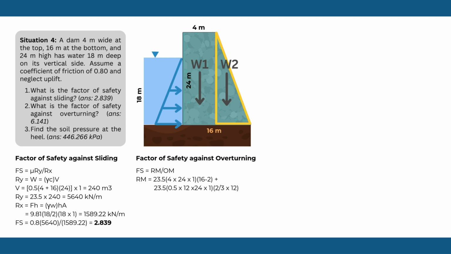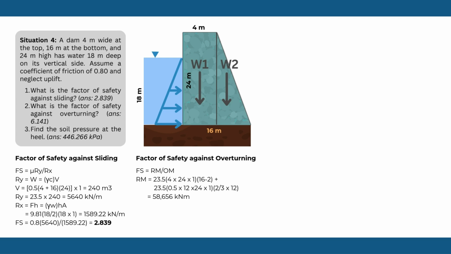Para naman sa distance niya mula sa toe, since right triangle yung shape tapos yung bottom angle natin is nasa right side, ang magiging centroid distance ng figure natin would be positioned 2/3 of the base mula sa toe ng dam natin. Now solving for our righting moment, we will get 58,656 kilonewton meters.